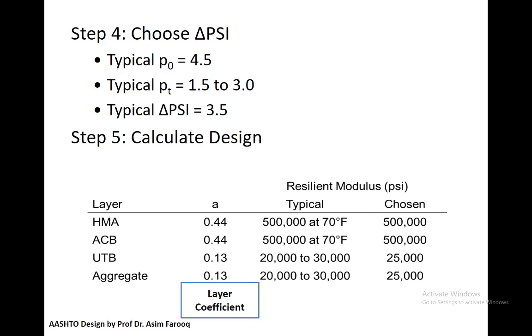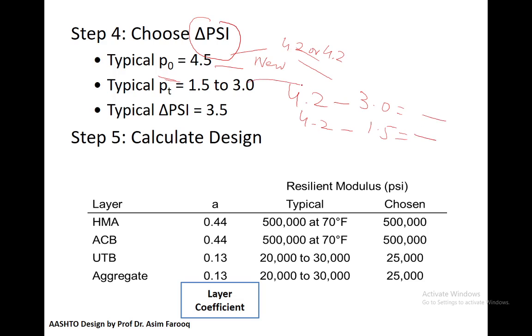The fourth step is to determine the serviceability index. We have the present condition, which we call the initial serviceability, P naught, which is 4.5, while PT is from 3 to 1.5. So we just select 1.5. You can also select the 3.0 value as well, only for understanding purposes. So it should be P naught minus PT, which is almost 4.0.